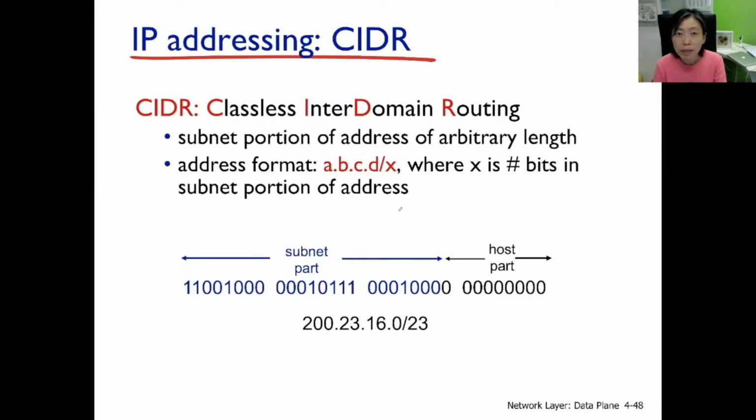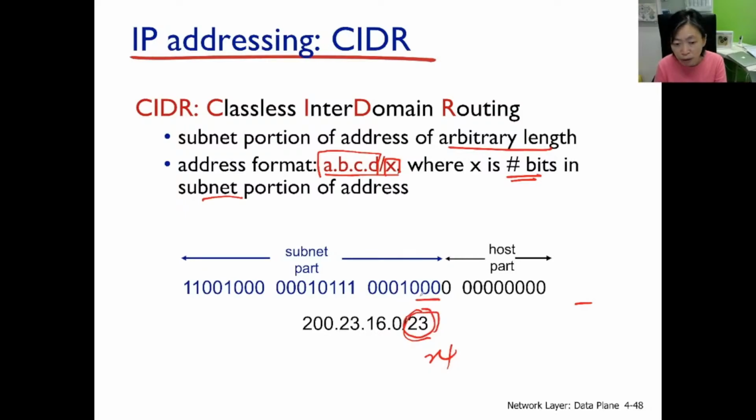Until now, for all these subnet addresses, we see this part being 24. But this is not quite true. To be more formal, the subnet part of the IP address can be of arbitrary length. So the general format looks more like this: the IP address on the left, and then a slash and a number on the right. This indicates the number of bits in the subnet part. So in this example, the subnet part is 23 bits long.